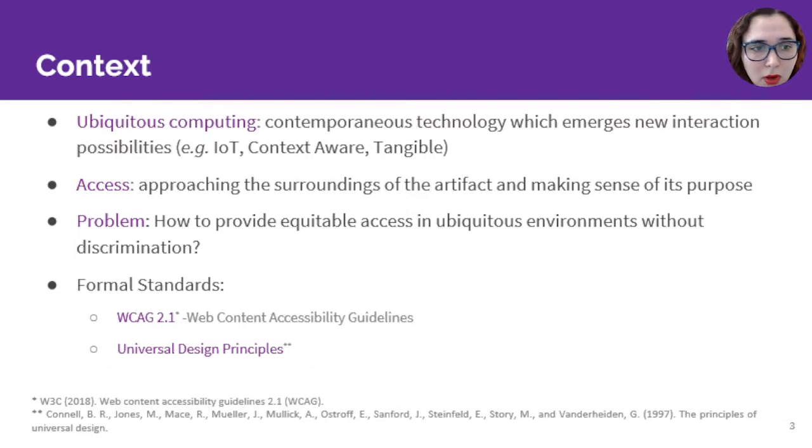So, the problem of this research is how to provide equitable access in ubiquitous environments without discrimination. How can we allow the same access to everyone, no matter what type of special need? For this, we studied the formal standards, CLIHC 2021, the latest stable version, and the universal design principles. The first one is a web-related standard, and the second one is related to the environment.